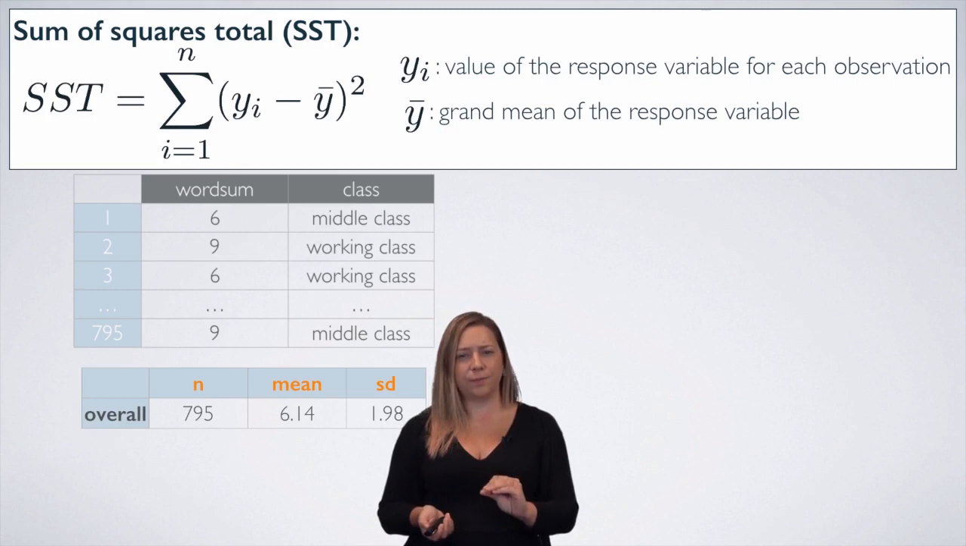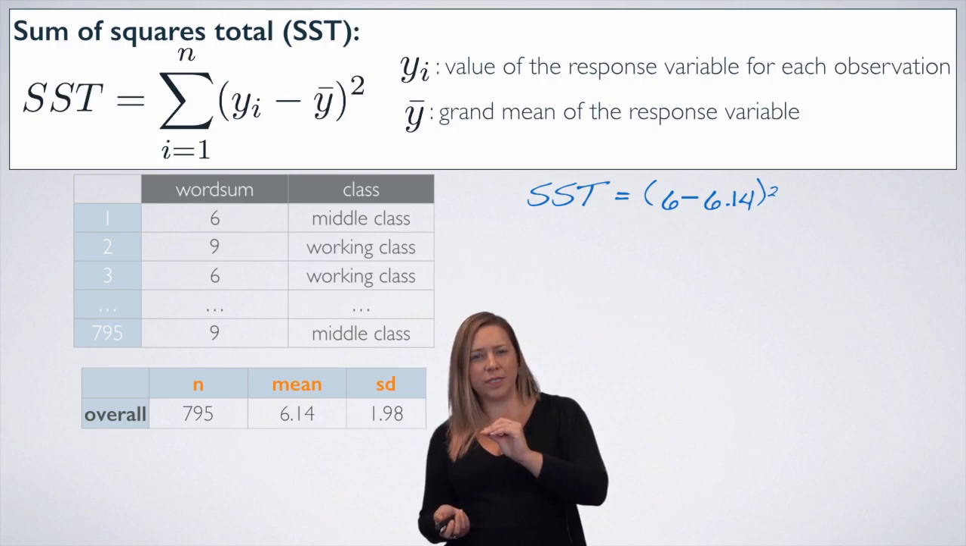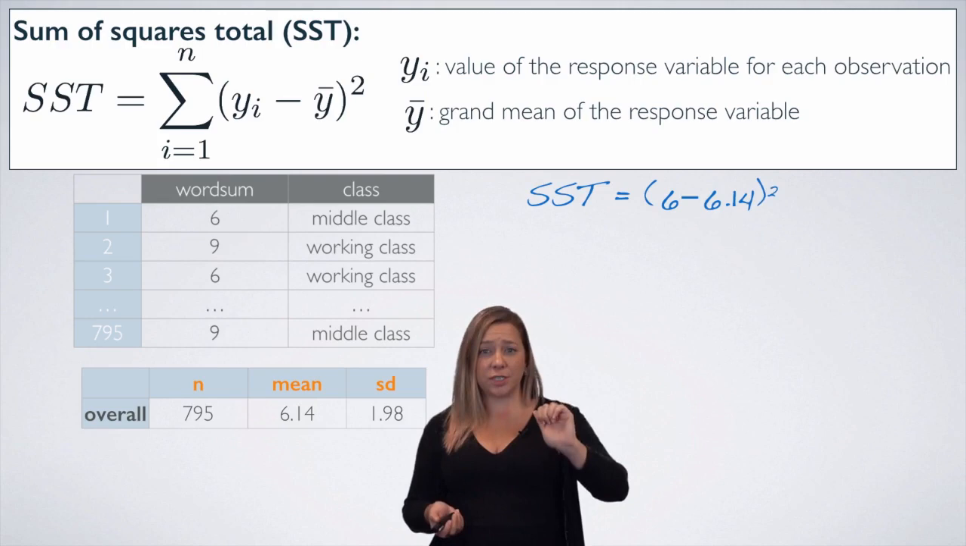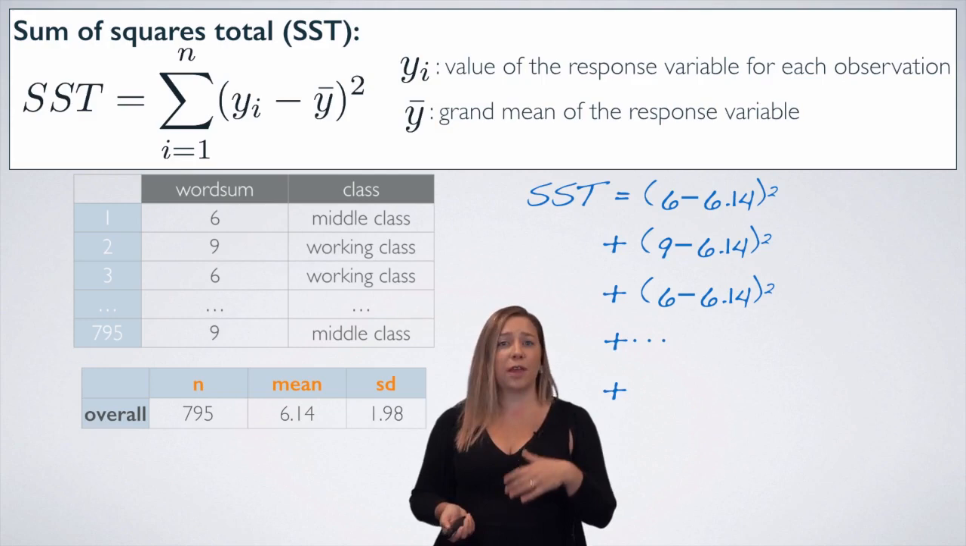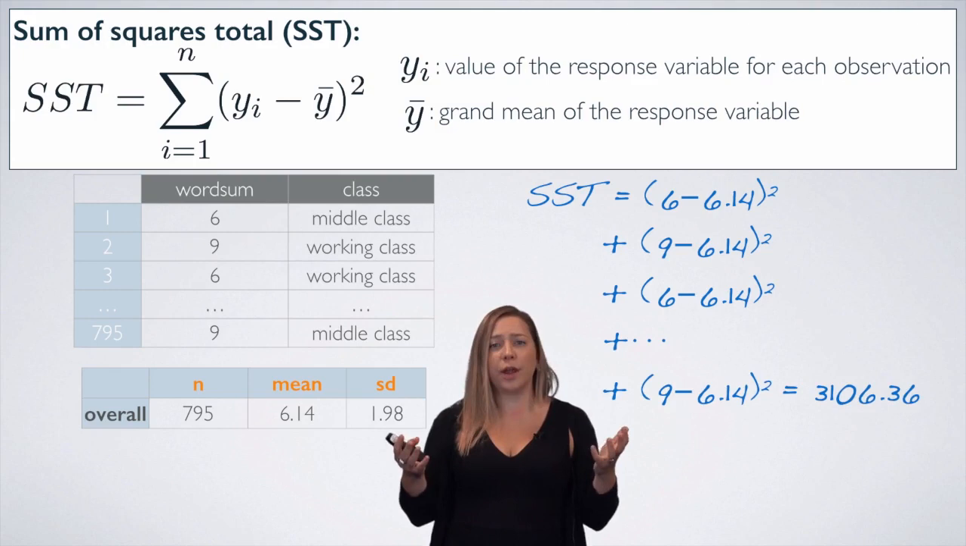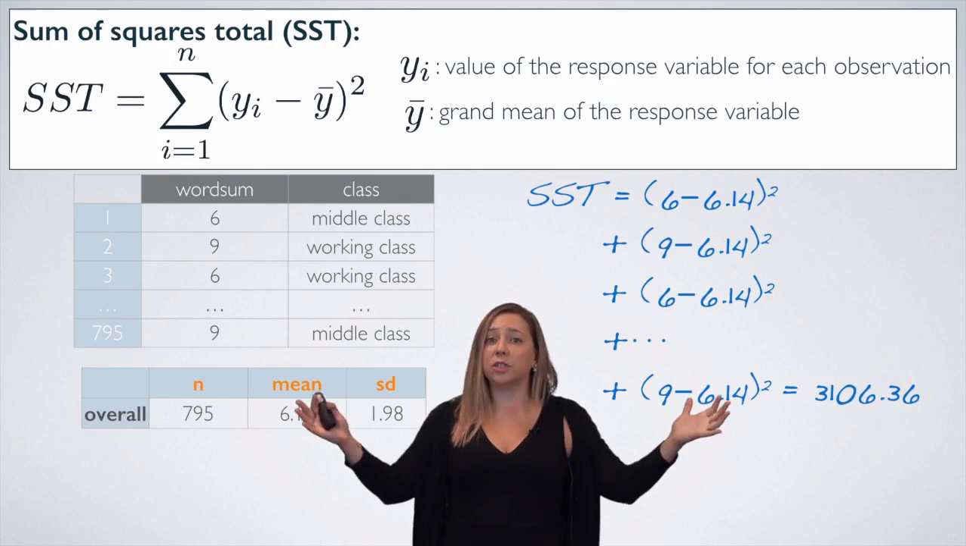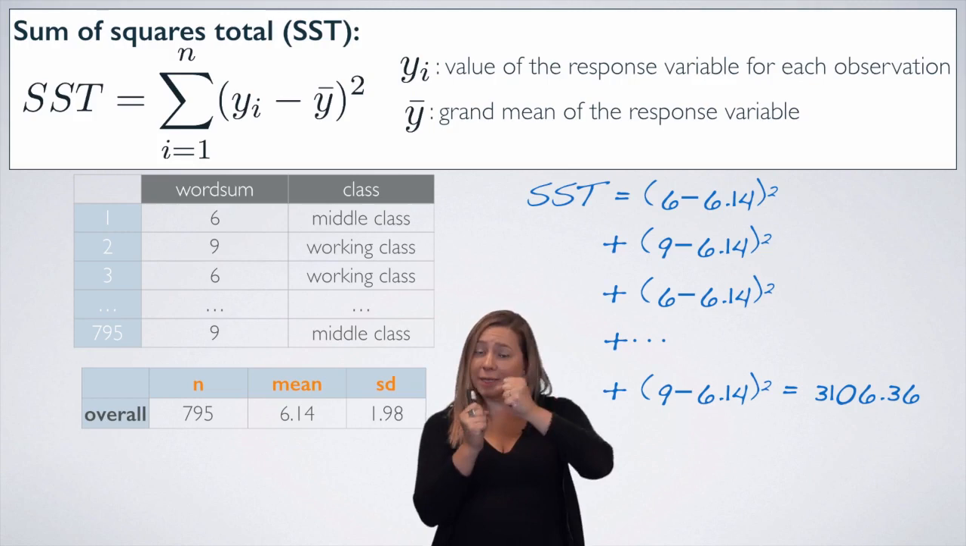So to calculate SST, we take each individual score and subtract 6.14 from it, square the difference, and finally add up all the values. For example, the first observation is 6, so that's 6 minus 6.14 squared. The next one is 9, that's 9 minus 6.14 squared. The third one is also 6. So on and so forth, and we add up all of the values to get to the total sum of squares of 3,106.36. This value represents the total variability in the response variable, but what we're really interested in is how this variability is partitioned into between and within group variabilities.